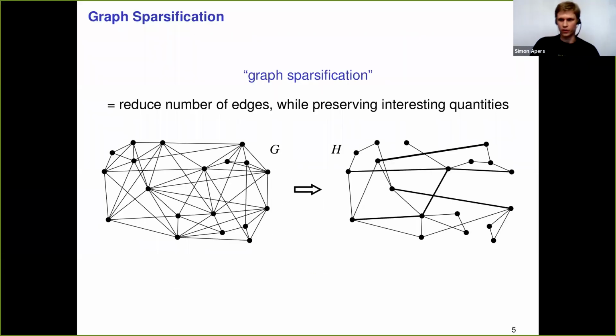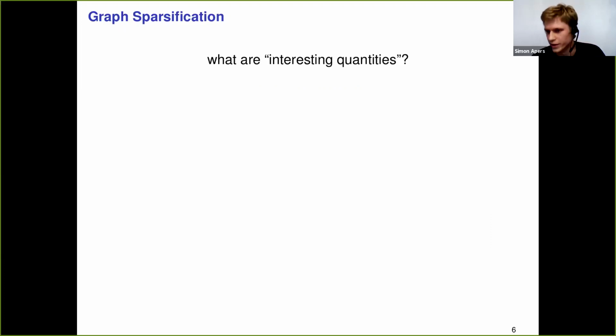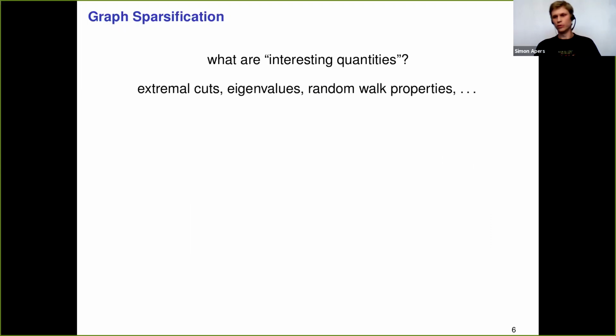So graph sparsification asks the following question, somewhat more specifically. Given an input graph G, try to reduce the number of edges of this graph while preserving certain interesting quantities. So we want to output a graph H, which is one, a subgraph of G, and two, potentially reweighted. It means the degree of freedom that we have is we can take a subset of the edges of G, and we can reweigh certain edges. And now the goal is to sparsify G while preserving certain interesting quantities. All right. So what do we deem interesting quantities? Some examples are extremal cuts of the graph, such as the min cut or max cut, eigenvalues associated to the graph, properties of random walks on the graph, and so on.